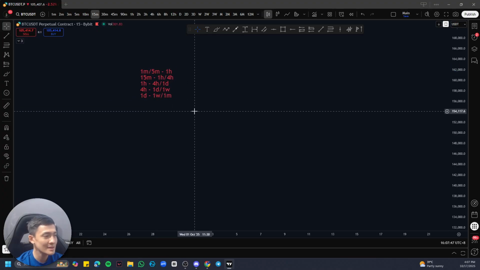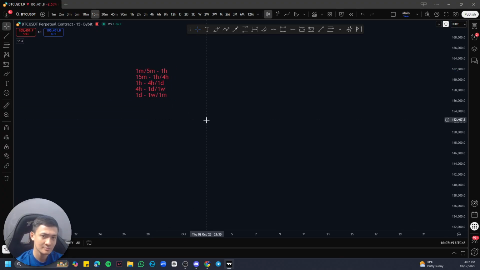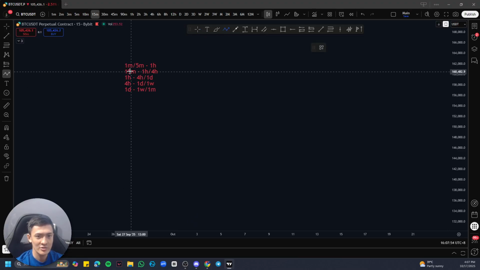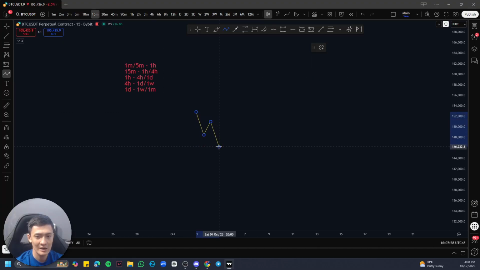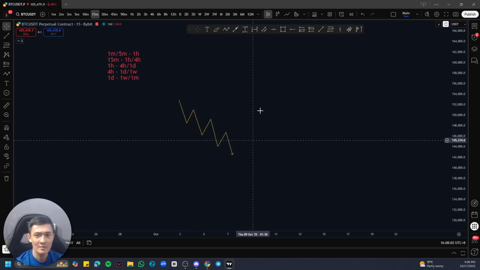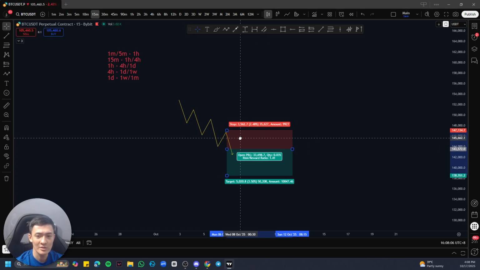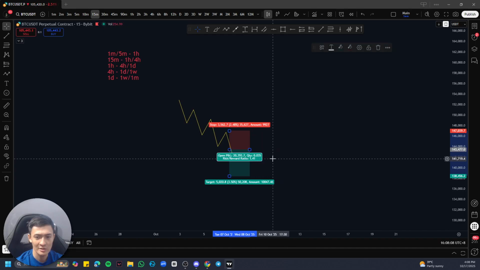Okay, what do I mean by alignment? Let me show you. Let's say we're trading the 15-minute time frame. We see it's a downtrend, so we want to short this right here. We want to follow the trend.